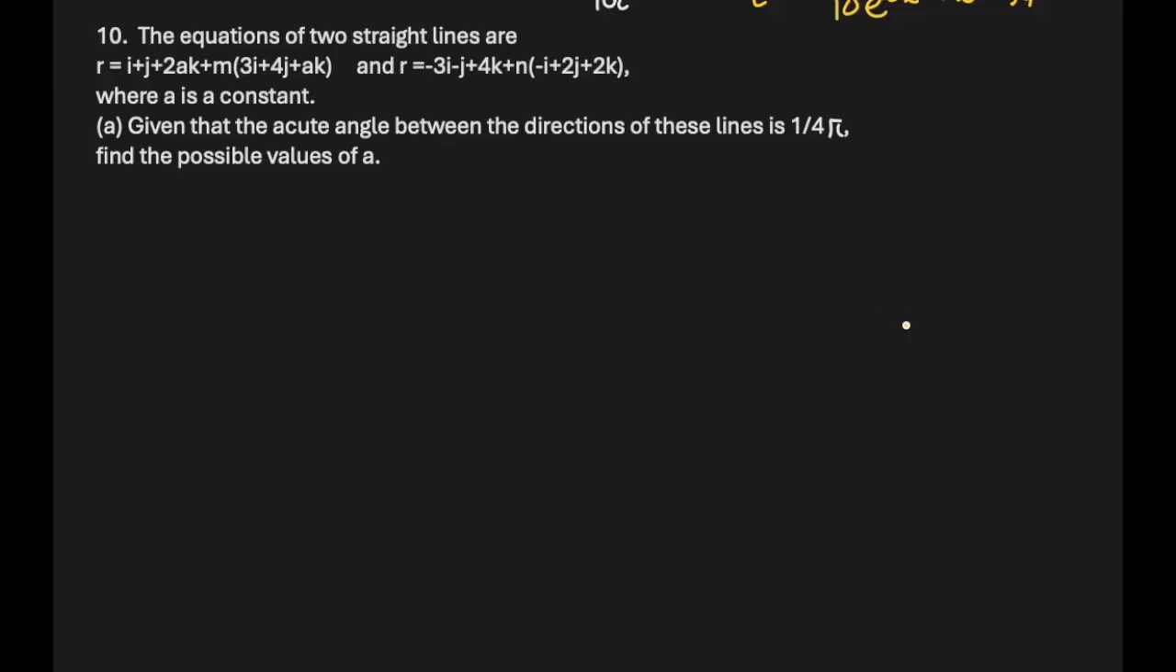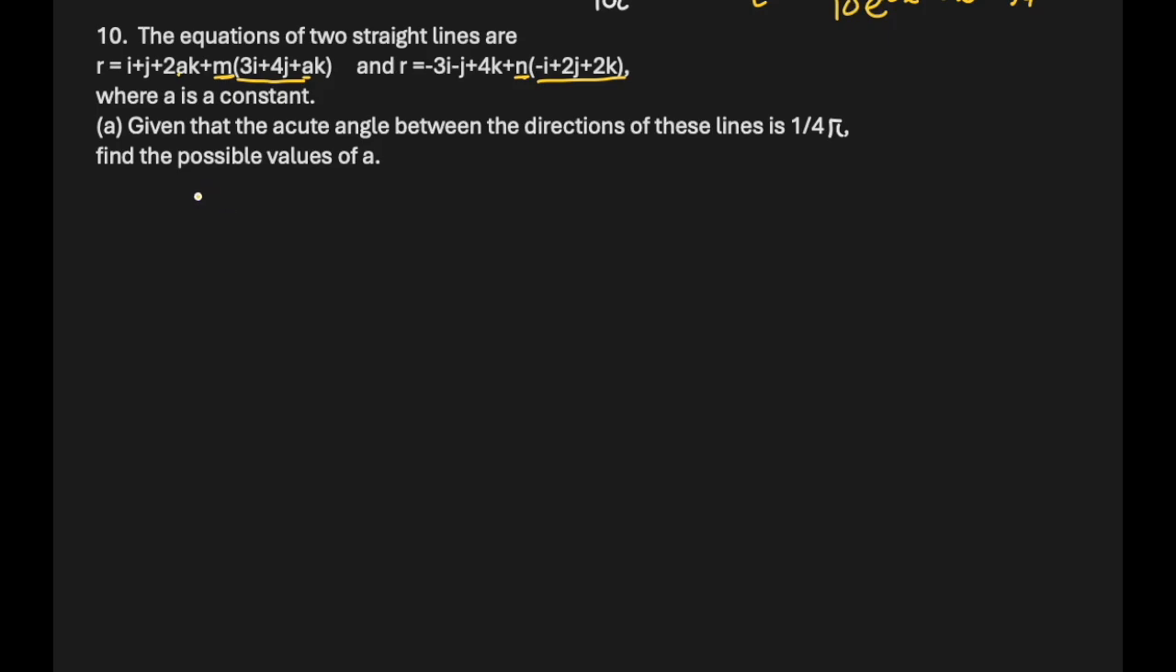Question 10. The equations of two straight lines are vector equations. Basically, they are this. Okay. So this m and n in the original question were alpha, lambda and mu's, but I'm using m and n here. Okay, a is here and a is here, so this is there where a is a constant. Given that the acute angle between the directions of these lines is 1 over 4 pi, find the possible value of a. So this is the vector part and this is the vector part. The angle between them is 1 over 4 pi. Find the value of a.